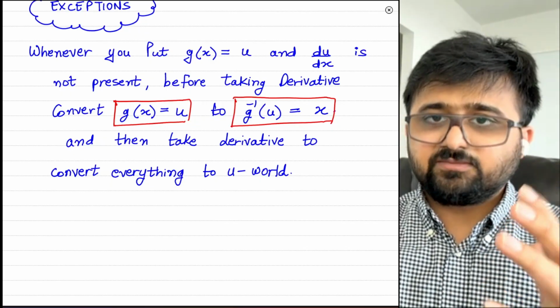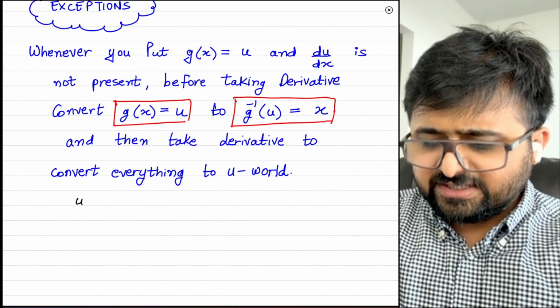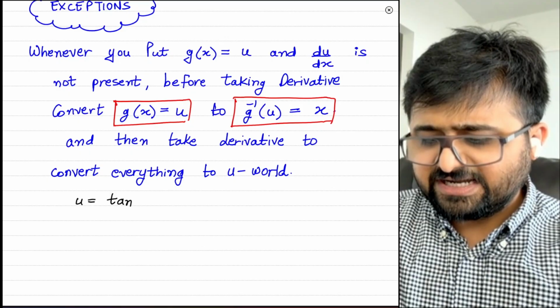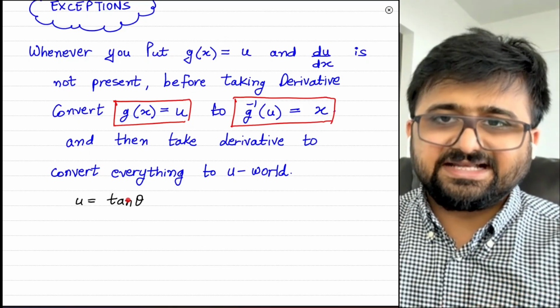Let's understand this with the help of a simple example. Let's see, if I have an integral where I have to put u is equal to tan theta. Now we know the derivative of tan theta is sec square theta.